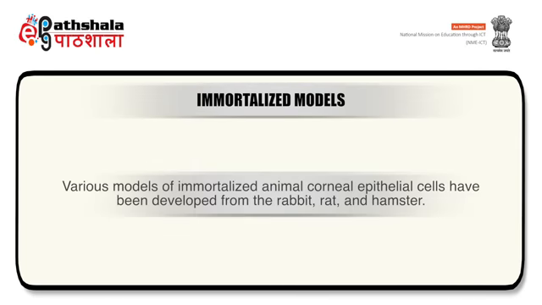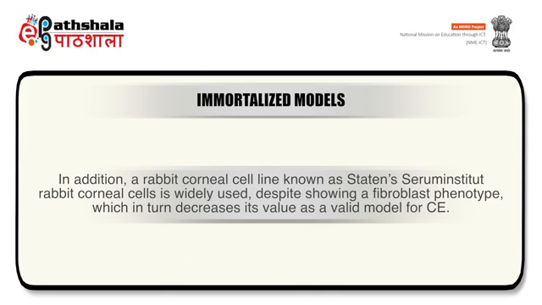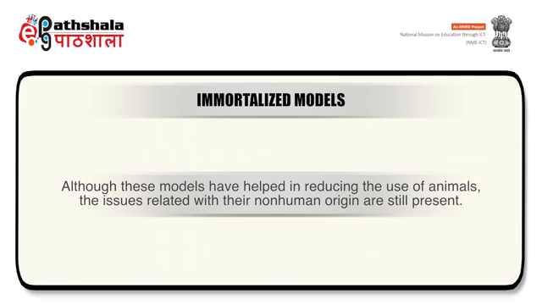In this, various models of immortalized animal corneal epithelial cells have been developed from the rabbit, rat and hamster. Models of immortalized rabbit corneal epithelial cells are more commonly developed and used compared with the other animals. In addition, a rabbit corneal cell line known as Statens Seruminstitut rabbit corneal cell line is widely used, despite showing a fibroblast phenotype, which in turn decreases its value as a valid model for corneal epithelium. Although these models have helped in reducing the use of animals, the issues related to their non-human origin are still present.